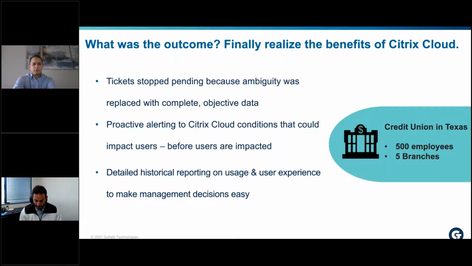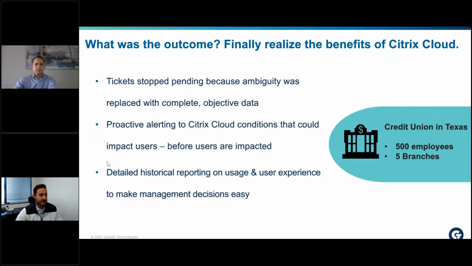They were able to quickly solve user tickets because of that depth of data. They now had proactive alerting for their cloud connectors and specific issues with Citrix Cloud that can impact users. And they were able to provide detailed historical reports on both user experience and the infrastructure that in the end really helped them justify the move to Citrix Cloud.